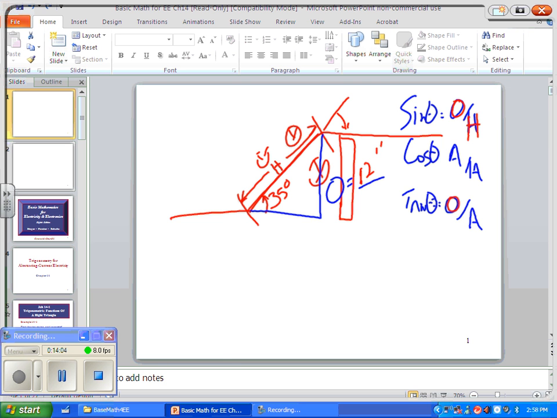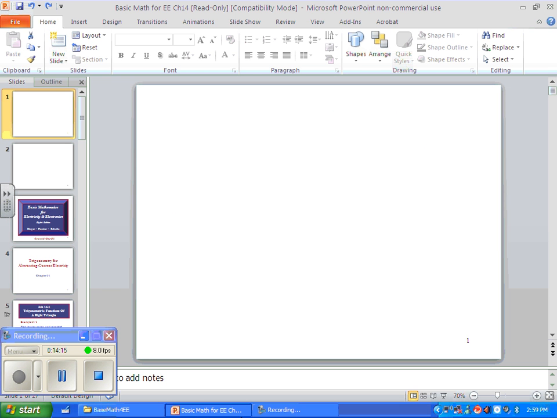So, pardon me, let's pull out our handy-dandy TI-30X2S. So what we're going to do is we're going to hit clear a couple times. We're going to hit sine 35 and enter.